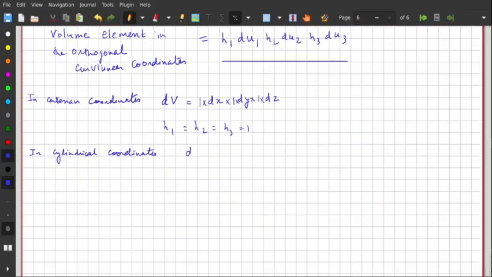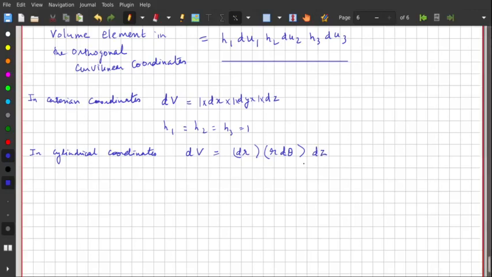What is the volume element? Let's write the volume element. So dV, in cylindrical coordinates, is dr into r dθ, if you remember. That is proper. This was dr into r dθ, which was in the azimuthal direction, and times dz.